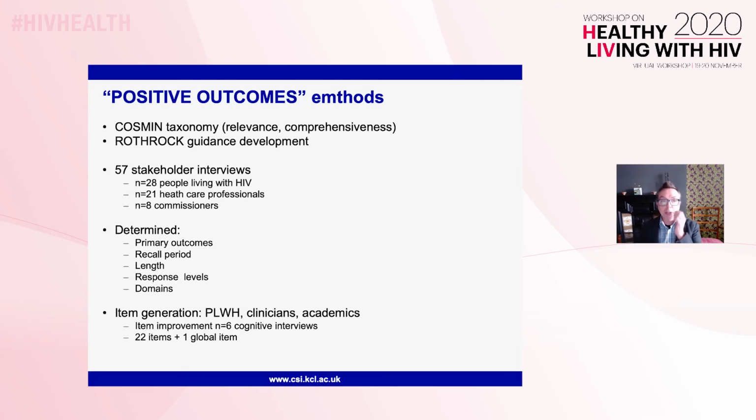So in terms of our methods, we use the COSMIN taxonomy and the Rothrock guidance. We conducted 57 stakeholder interviews, including people living with HIV, healthcare professionals and commissioners. And we determined their primary outcomes, what should we be measuring, the optimal recall period, the length of the measure, what the response levels should be, and the domains of interest. And then we had an expert meeting for item generation, which included people living with HIV, clinicians, academics. And then we've been working on item improvement through 6 cognitive interviews, and we have concluded with 22 items and 1 global item for the measure.